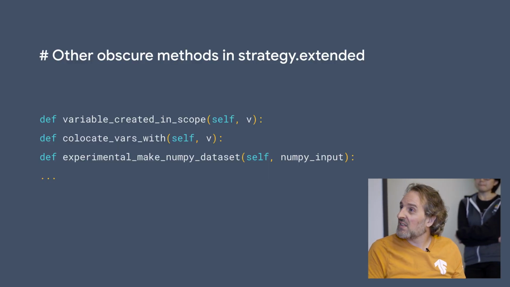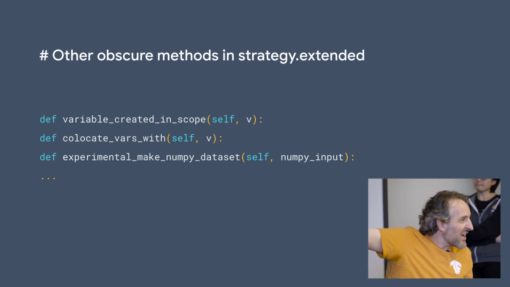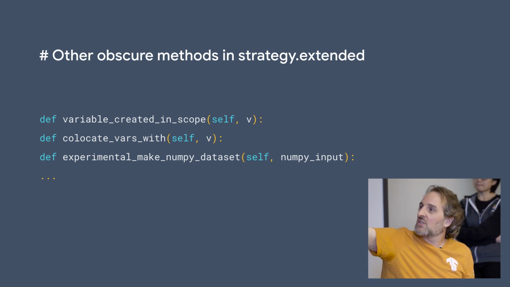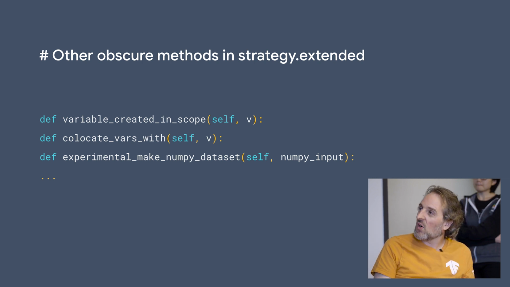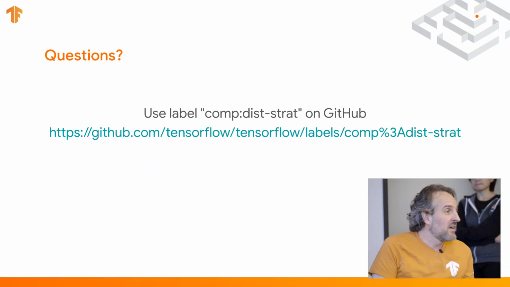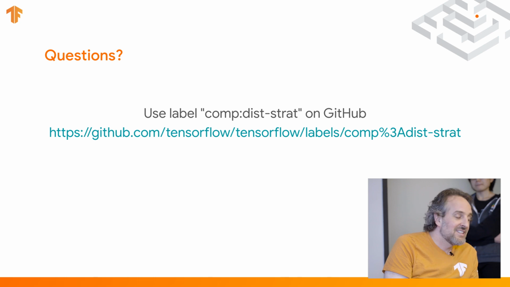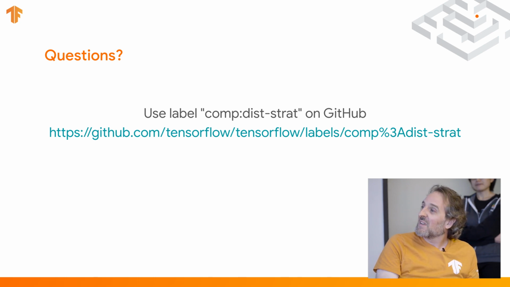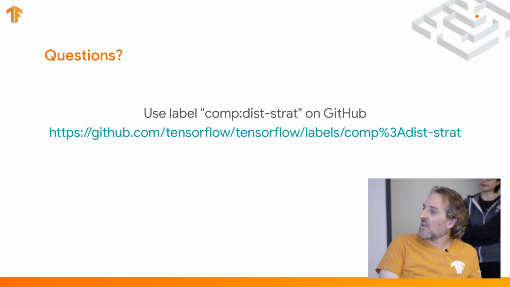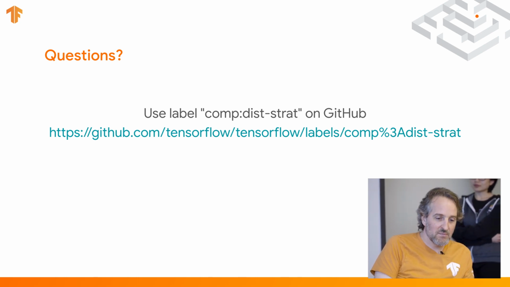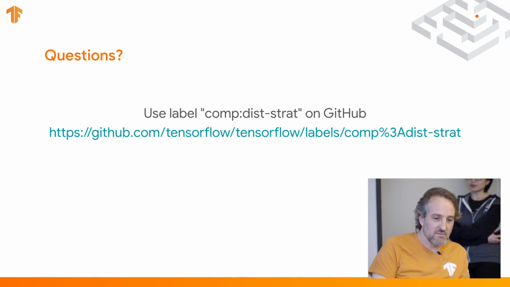A few more obscure methods. We generally hide these in the strategy extended so users don't have to see them. So variable created in scope is used for error checking by Keras. Colocate vars with is used for slot variables and optimizers. That's it. Sorry, I don't have a great conclusion, except that if you have more to ask about this, we have a component label on GitHub called distrat. Ask away.